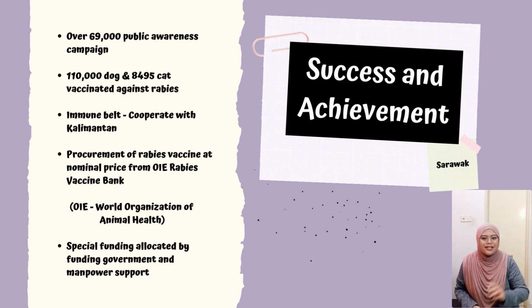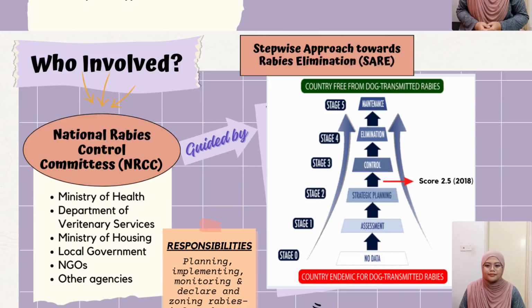The third one is an immune belt along the border, for which cooperation with authorities in Kalimantan has been established. And fourth, rabies vaccine has been successfully bought at a national price from the World Organisation for Animal Health. It helped us secure enough vaccine and save costs. And lastly, special funding from the government and manpower support from various agencies and volunteers.